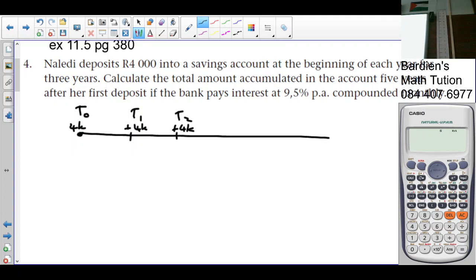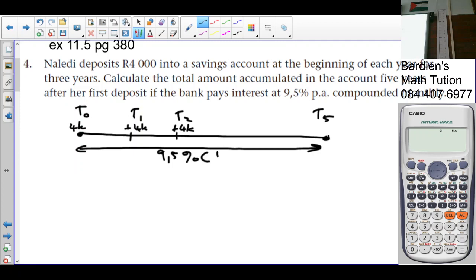Calculate the total amount accumulated. Accumulated means to say in combination of the deposits as well as the interest. Good. You could have said in the account 5 years after the first deposit. So it takes you to T5. The interest is 9% per annum compounded monthly. So it's a flat rate. Flat means to say it stays constant. 9% per annum compounded monthly.